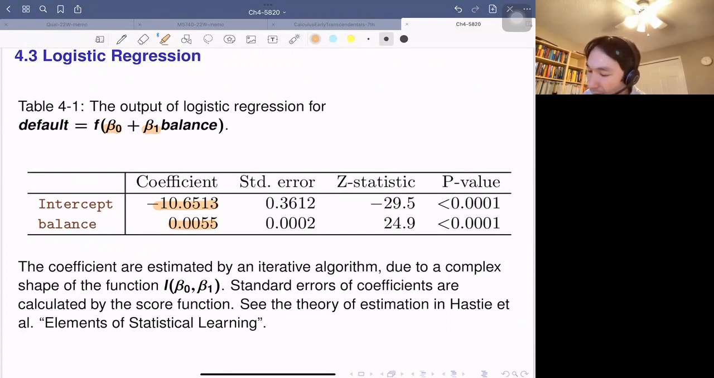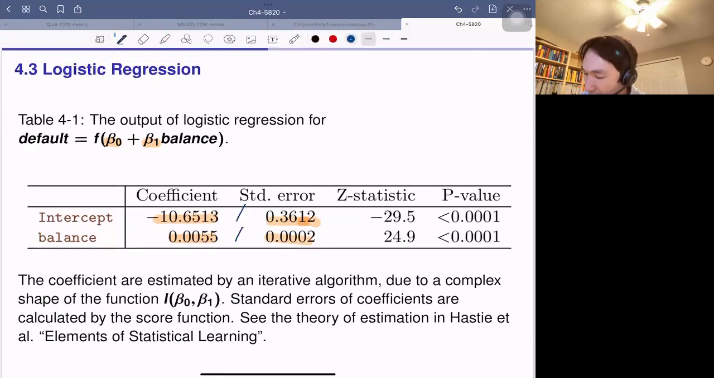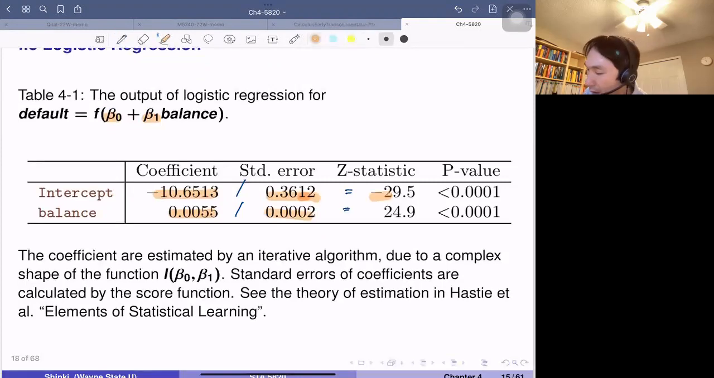The intercept is negative 10.6, and the coefficient for balance is 0.0055. The standard errors are here. If we divide the coefficient by the standard error, that is equal to the z statistic: negative 29.5 and 24.9. This is similar to a t-value. Roughly speaking, if the absolute value is more than 2, then it's statistically significant. So the p-value is very small.